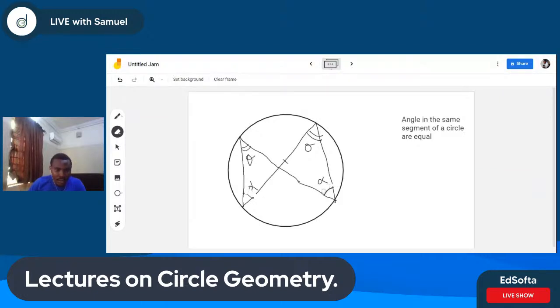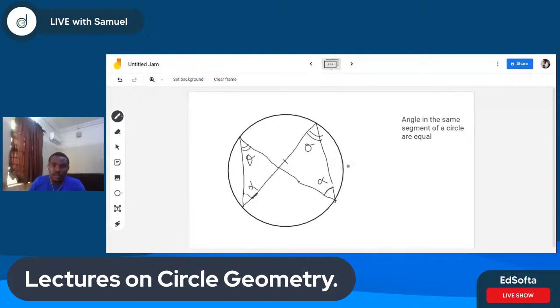So look at it this way. You have this one, and you see the line touches here, and this one touches here. This one too, the line touches here, and this one also touches here. That means the two angles are equal. This one touches here, and this one also touches here. That means the two angles are what? Equal.